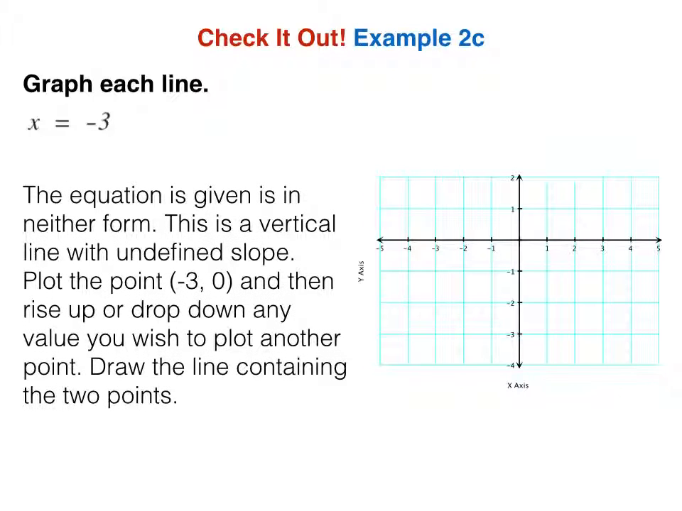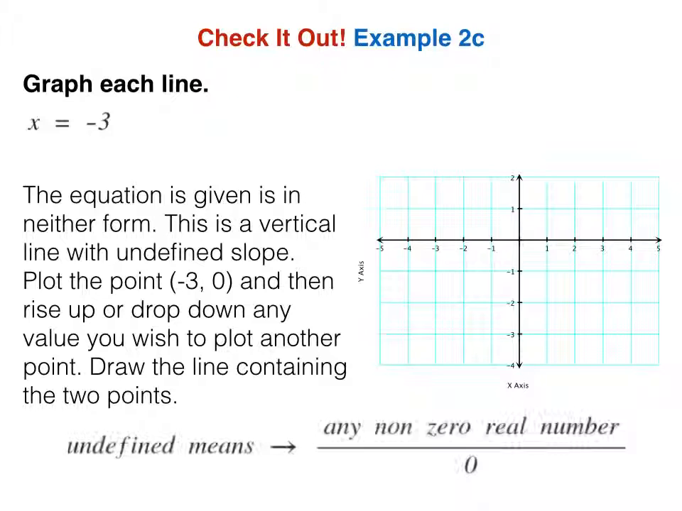The equation is given in neither form. This is a vertical line with undefined slope. Plot the point (-3, 0), and then rise up or drop down any value you wish to plot another point. Since undefined means that we have any non-zero real number divided by the number 0, this means that we can rise or drop as much as we wish.